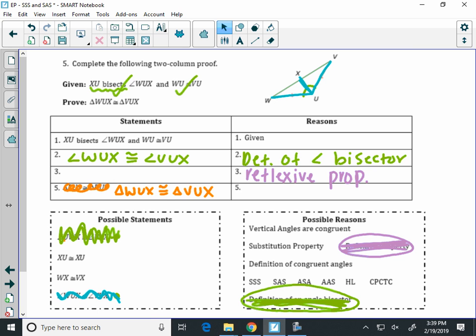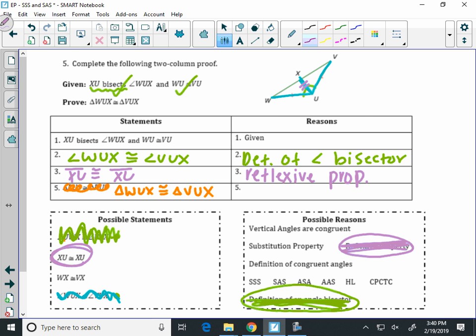So now, whenever I have reflexive property, it's stating that the shared side, this side right there, is congruent to itself. And the shared side is XU. So when I look in my word bank, this guy right here, XU is congruent to XU. It's the shared side congruent to itself. The other one isn't really helpful. Okay, and then we're done.